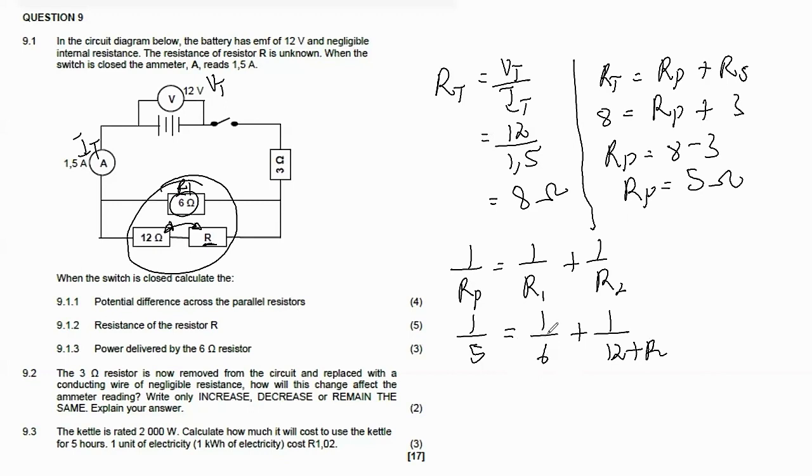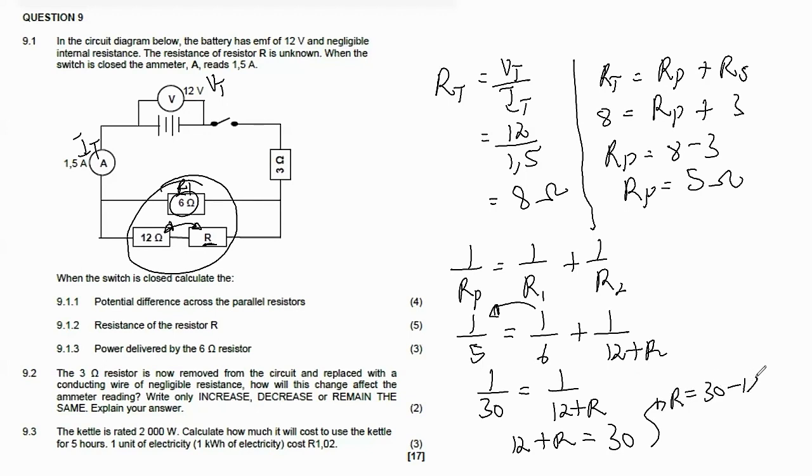At this point, we can take the 1 over 6 and transpose it over to this side. So we have 1 over 5 minus 1 over 6, which gives us 1 over 30, right? And it's equal to 1 over 12 plus R. Now, if we cross multiply here, we end up with 12 plus R, because 12 plus R multiplied by 1 is 12 plus R. Then 30 multiplied by 1 is 30. Now, to calculate our R, that is supposed to be 30 minus 12.